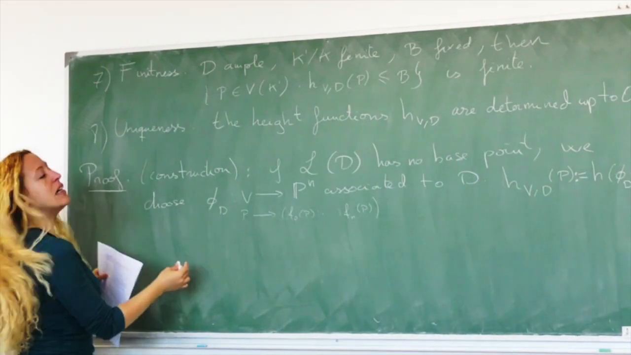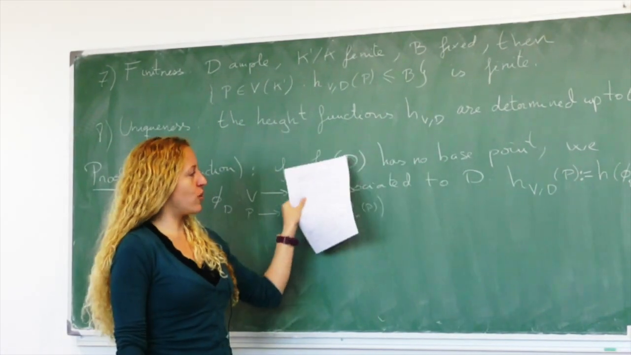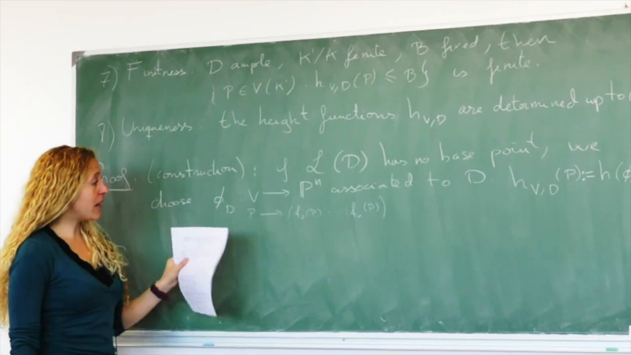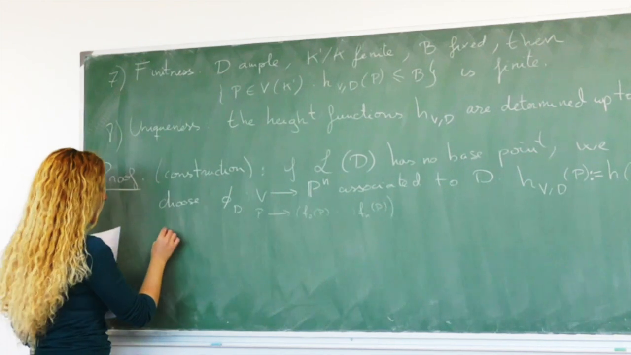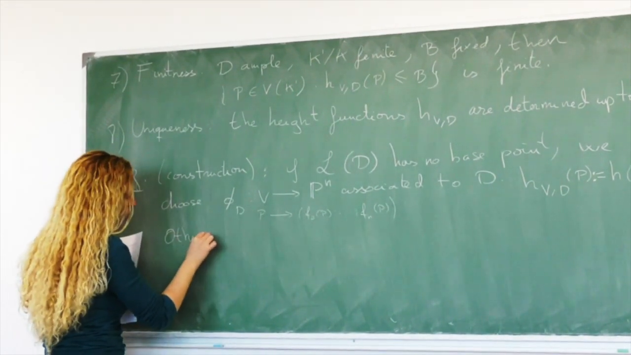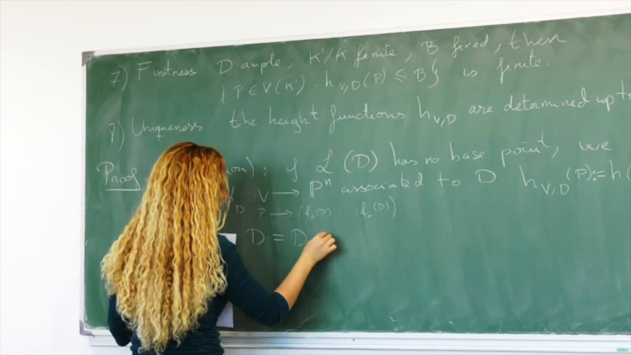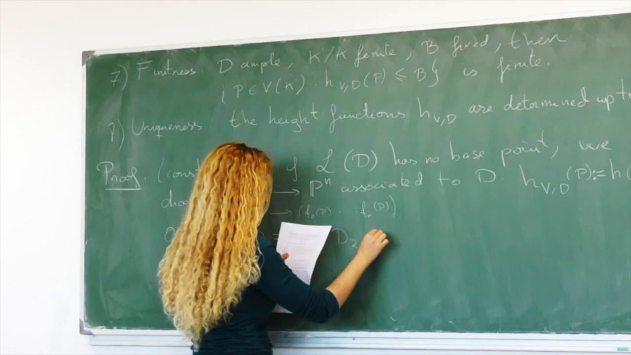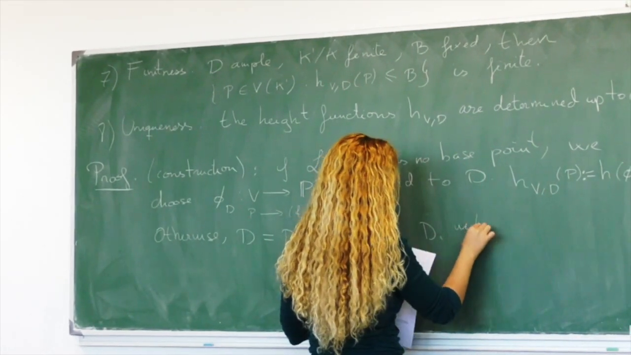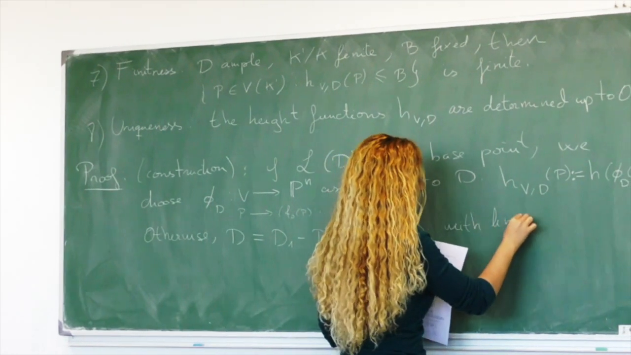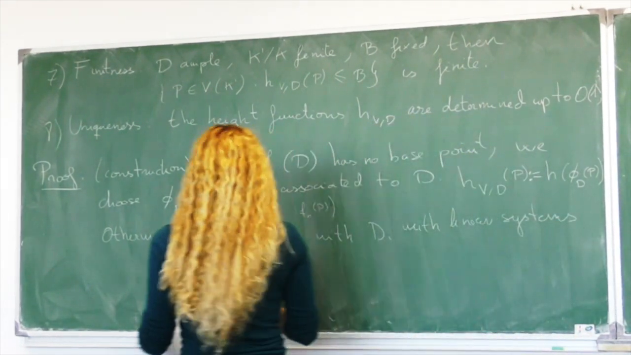Now, what happens if D has base points? It's not in this situation. Then there is a result that we also saw in lecture 3: D can be written as D1 minus D2, with D_i having linear systems not having base points.